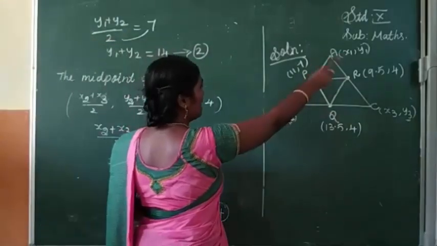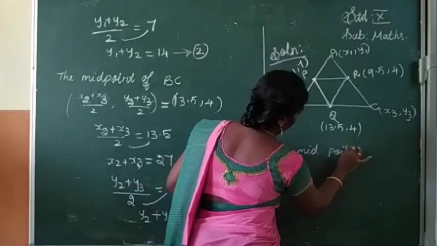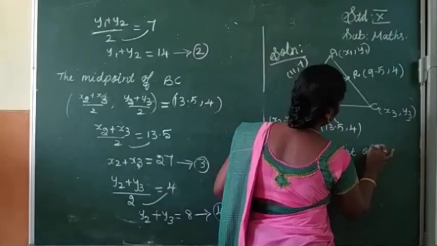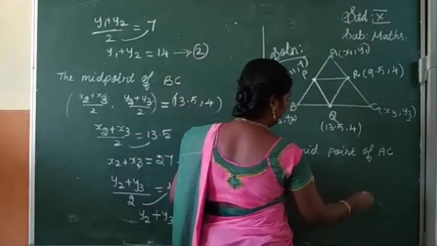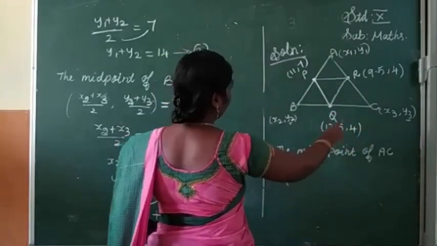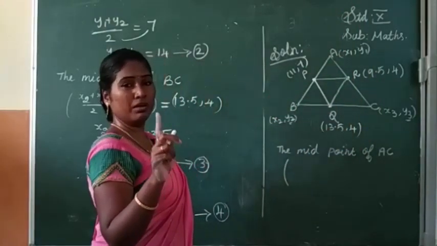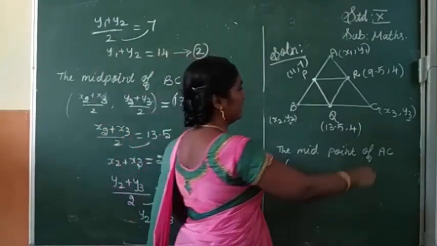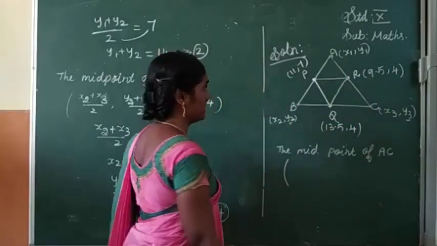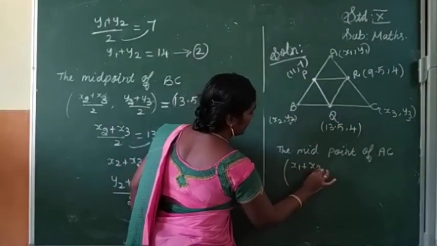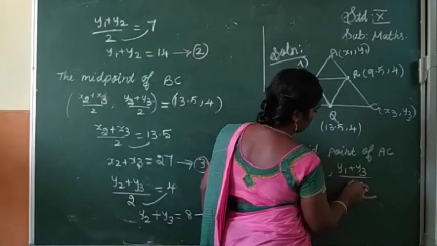Then move to the last side, the midpoint of AC is equal to... see, the midpoint formula is (x1 plus x2) by 2 comma (y1 plus y2) by 2. Here we only have x1 and x3, so just interchange the variable names and write it. Then we will get (x1 plus x3) by 2 comma (y1 plus y3) by 2.